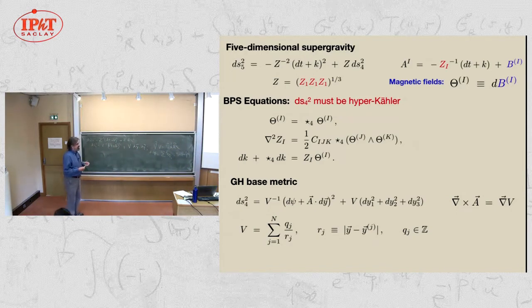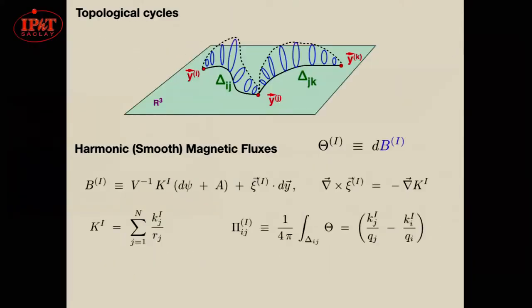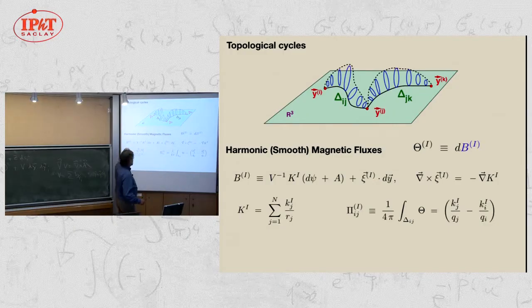So then, with the Gibbons-Hawking base metric, it becomes relatively straightforward to solve these equations. The first step is to solve the first BPS equation, the self-duality of the electrostatic and magnetic fields. And that means, if you want smoothness, you've got to find topological cycles and use the thetas as the dual magnetic fluxes. And so, as I talked about last time, the Gibbons-Hawking geometry has some very nice topological two-cycles, which are obtained by looking at where the circle fibration pinches off at the Gibbons-Hawking points. And then it's an elementary exercise to calculate the cohomological cycles.